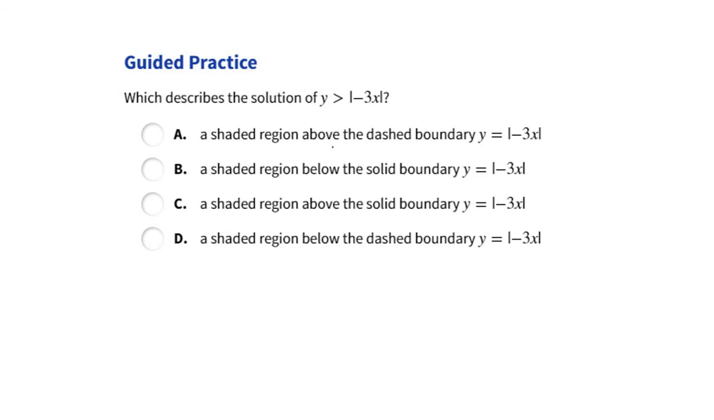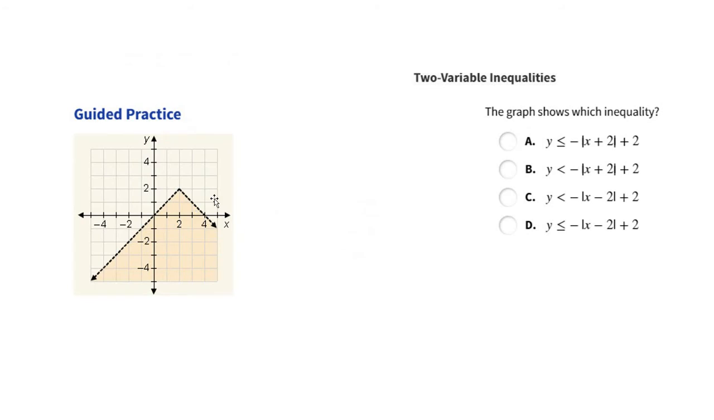Which describes the solution? Okay, greater than absolute value negative 3x. Well, greater than, is that going to be dashed or solid? Well, it's a dashed line, isn't it? And it's greater, so is it going to be above or below? Well, it's going to be above. So shaded above the dashed boundary. Hey, I like that one right off. Shaded below, nope. Shaded above the solid, nope, not solid. Shaded below the dash, no, not below. See what we're doing there? Okay, one more.